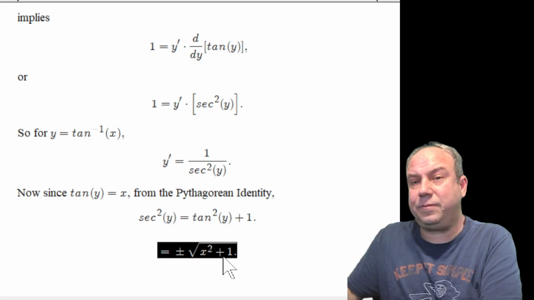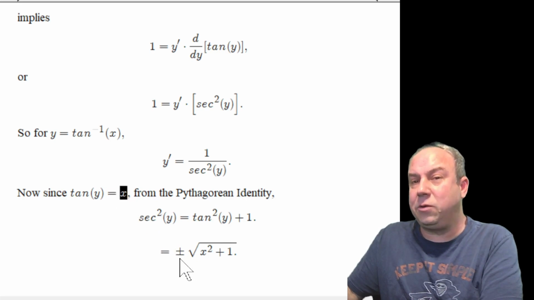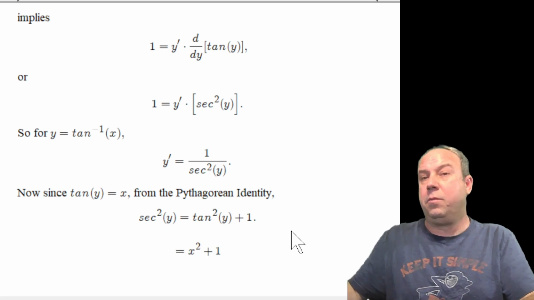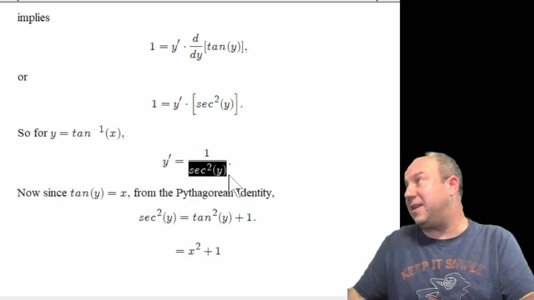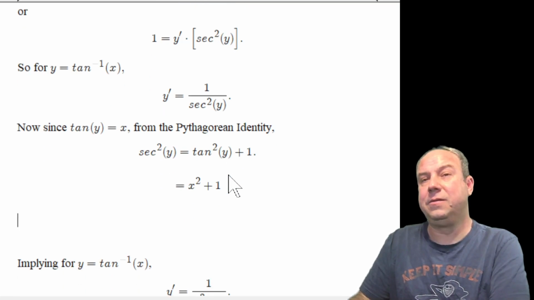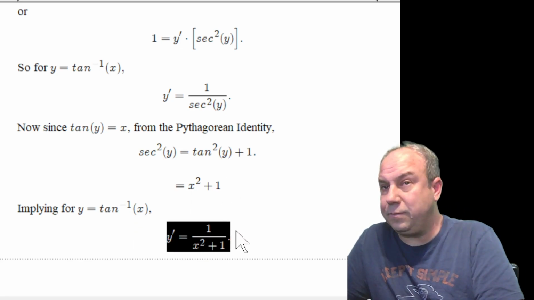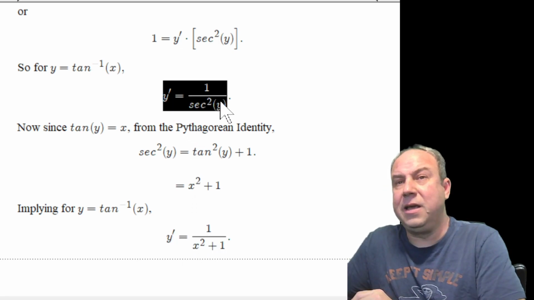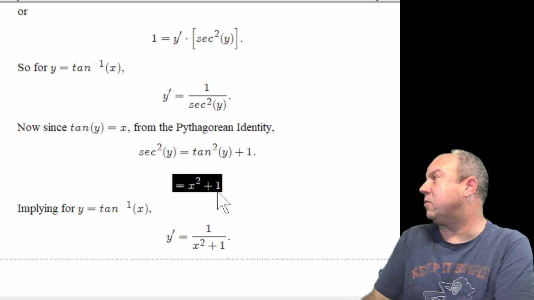Where, since tangent of y is equal to x, we can simplify all this to simply be x squared plus 1 for the secant squared y. And now we can substitute that into the denominator for the secant squared y. Implying for y equals the tangent inverse of x, y prime must be equal to 1 over the quantity x squared plus 1. This result here, where for the secant squared of y, we've substituted in the quantity x squared plus 1.